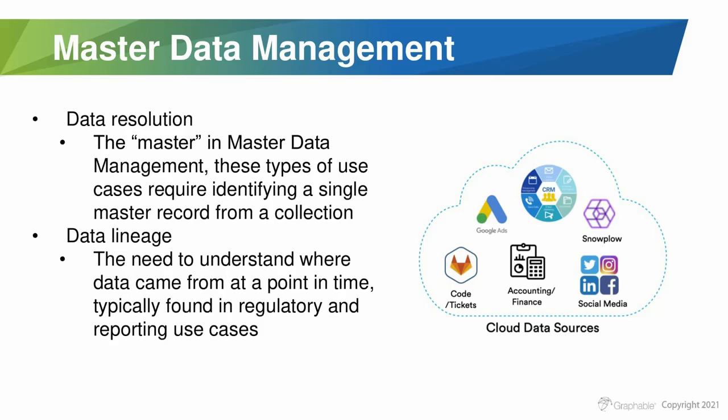And these types of use cases require identifying a single master record from a collection of records. So this is that combination of customer 360, sort of the buzzword that people talk about now. Or you can see on our right-hand side, we've got Google Ads, CRM, Snowplow, some event-driven systems. What we're trying to do is we have someone who's at our marketing funnel because they've clicked on an ad campaign of ours, and then they go through our marketing qualified leads, and eventually they become a sales qualified lead.